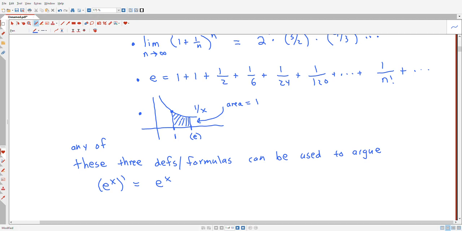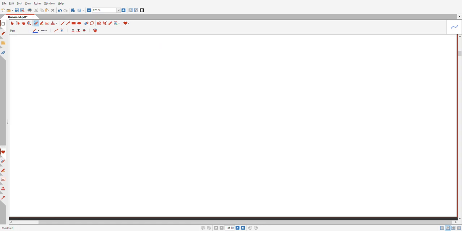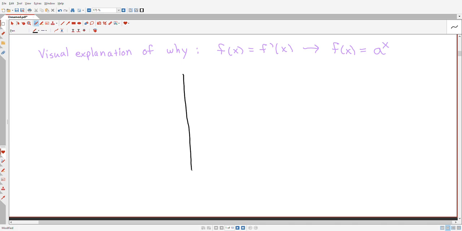But what I'd like to show you right now is a sort of visual explanation of why, if you have a function f of x that equals its own derivative, this should force f of x to look like some kind of exponential function. That's what I'd like to address first off. This is my answer to my first unanswered question. So to do this, let me just hand draw some axes here.